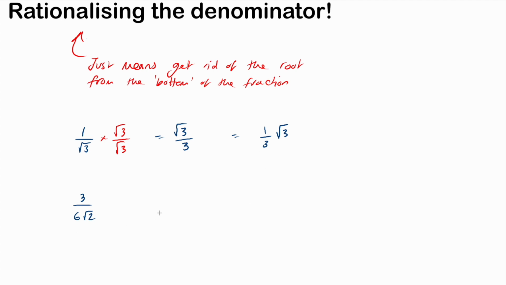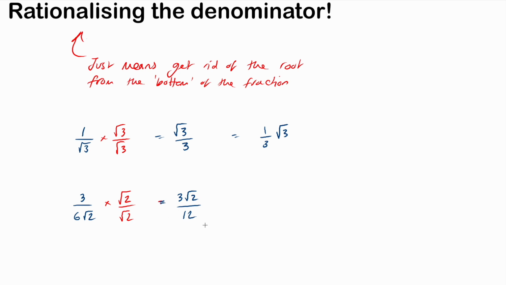This one looks more complicated, but the method is exactly the same. What we do is we multiply the numerator by the root that is shown as the denominator. We do the same for the denominator. So we get 3 root 2 at the top as a numerator, and then you've got 6 multiplied by root 2 multiplied by root 2. Well, 2 times 2 is 4, and the square root of 4 is 2, and 2 times 6 is 12. So 6 root 2 times root 2 is 12.